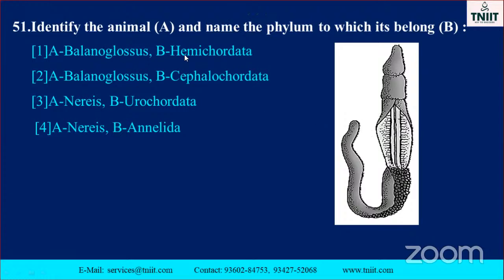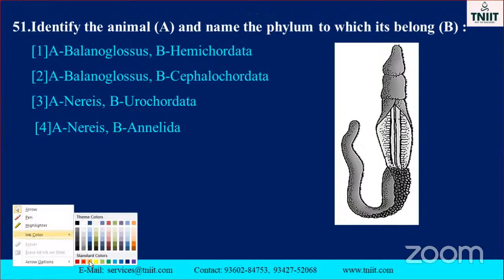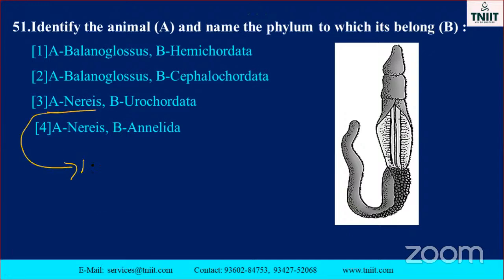See the options and the structure of this one. First of all, you should note down what examples it has given. Nereis is nothing but a leech, isn't it, my dear? So both are leeches. This is not a leech, so these two will not come. Balanoglossus is the correct answer, right?